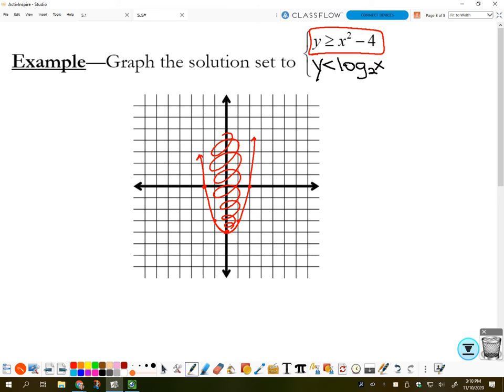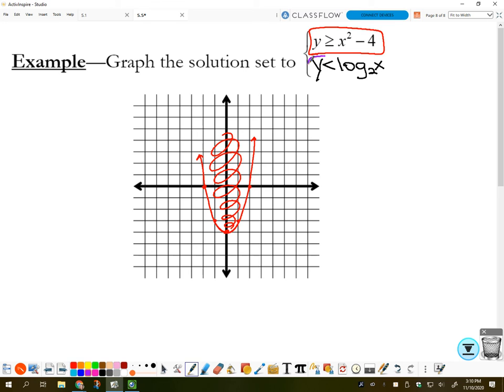Again, if you want to pick a test point, you can do that. If you pick 0, 0 for this, and you try to plug it in up here, you get 0 is greater than or equal to 0 minus 4. So 0 is greater than or equal to -4, which is a true statement. So you know you shade inside with the 0, 0.